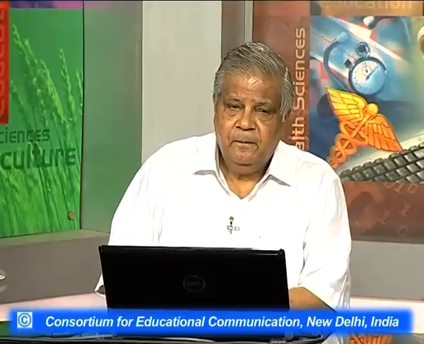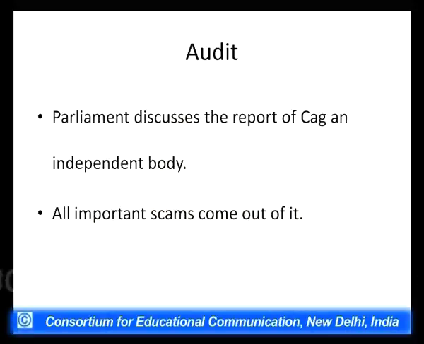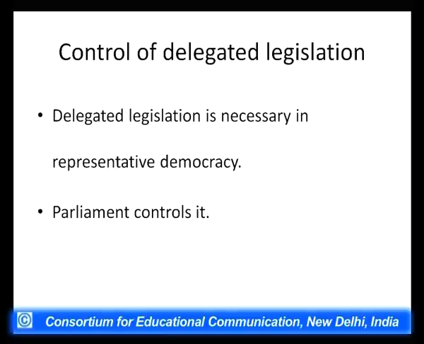All important scams are uncovered by CAG, whether it is the coal scam or the telecom scam, whether it is the Commonwealth scam. All the scams are reported by the CAG in its report, and this report is submitted to Parliament, and Parliament discusses this report in minute detail, and the public comes to know about the irregularities committed by the government with regard to finances, because finances, as I said earlier, are the most important matter, and the public is interested that the hard-earned money of the public and the government should not go waste.